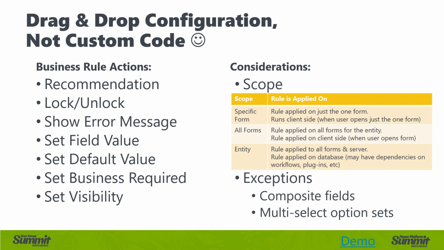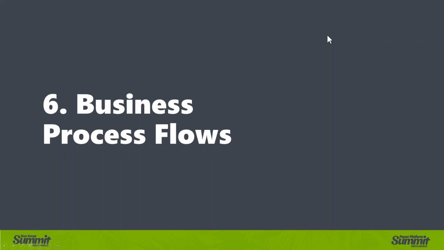Finally, I want to point out exceptions, because I always like to know the exceptions to things. You cannot put a business rule in a composite field, so like full name or address one on the composite field, and it does not work on multi-select option sets. So I hope that all makes sense, and I think we'll move on in the interest of time.